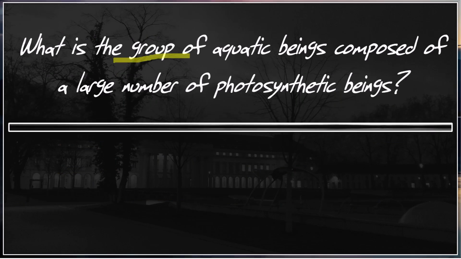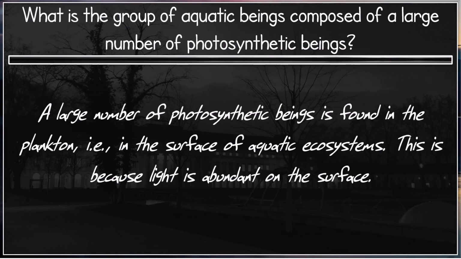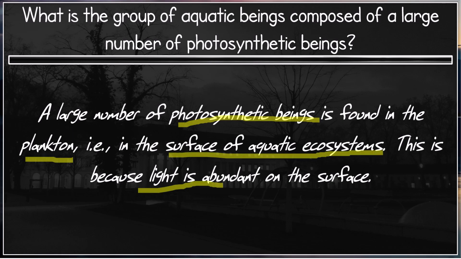What is the group of the aquatic beings composed of a large number of photosynthetic beings? The large number of photosynthetic beings is found in plankton, that is, in the surface of aquatic ecosystems. This is because light is abundant on the surface.